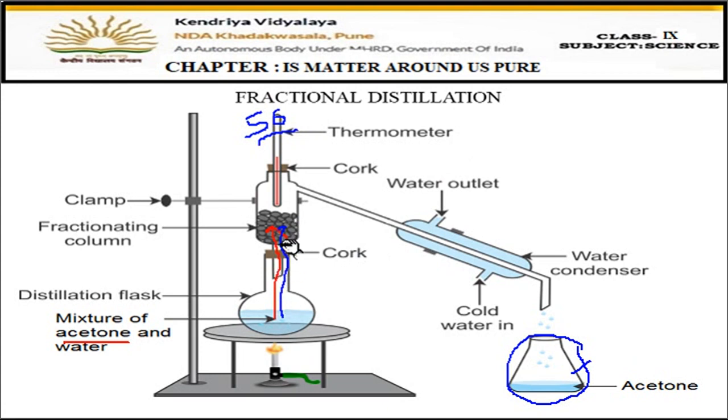The rising vapors will strike the fractionating column and will fall down. Only those vapors can pass the fractionating column whose temperature has been achieved, and the pure substance can be collected on the other side. Fine. So the water condenser is there, the same setup, only one fractionating column has been added here in fractional distillation.